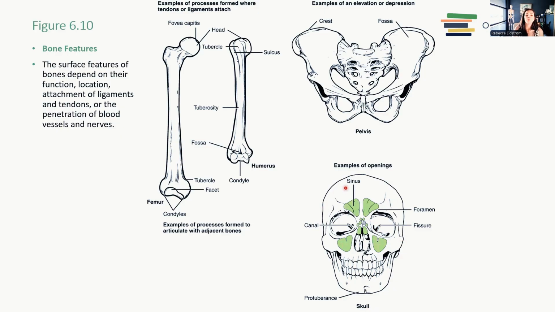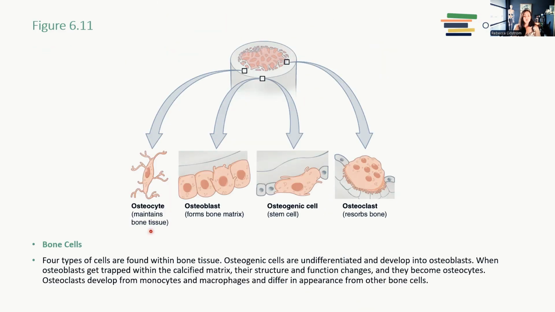So all of these are going to be opening. So these are some of the features that we see, and depending on where they are and what they look like, that can sort of predict their function. All right, so here are four main types of cells that we find inside.